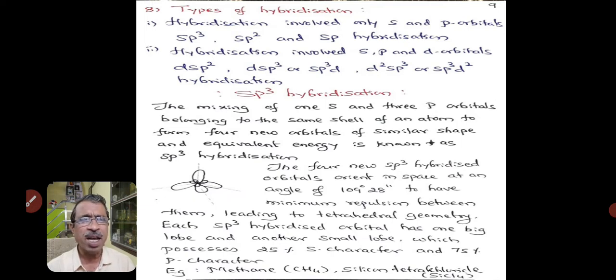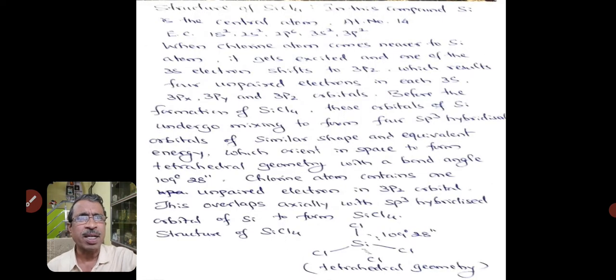Each sp3 hybridized orbital has one big lobe and another small lobe, which possesses 25% s character and 75% p character. Example: methane, silicon tetrachloride, etc. Let us study the structure of silicon tetrachloride.